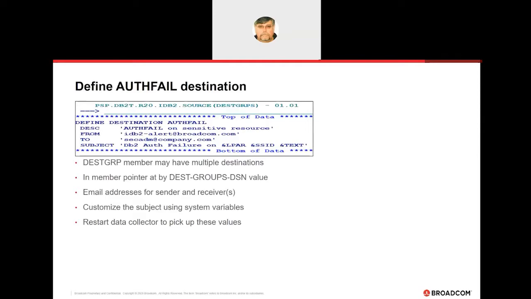Next, that destination groups file. Here, I'm defining a new destination called authfail. We give it a description, a from email address, so the emails will look like they came from this email address, and one or more to email addresses for people that will receive the emails. And then here we also customize the subject line, where we put in some of the system variables to get values out of the message. Once this is done, we'll need to restart the data collector to pick up these values.